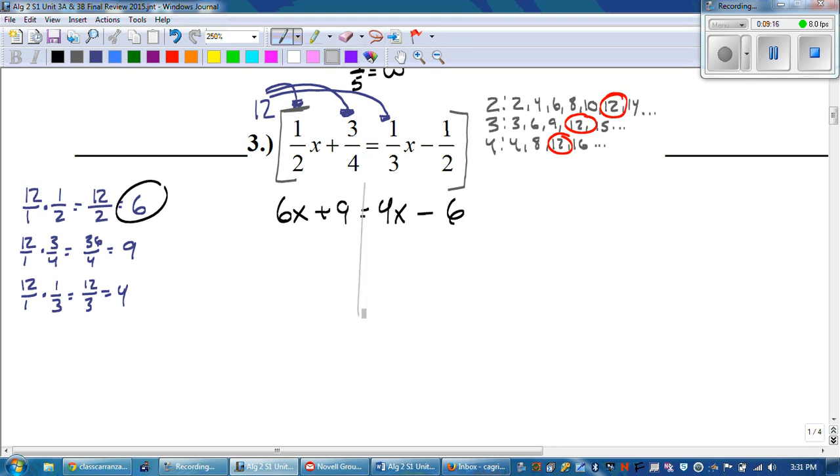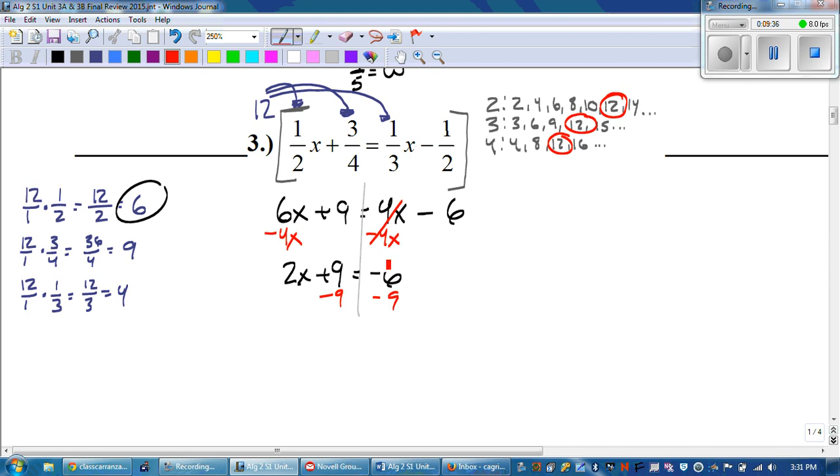Okay, and now we're going to solve. So I want my x's to one side. I'm going to move my smaller x. 6x minus 4x, we get 2x plus 9 equals -6.